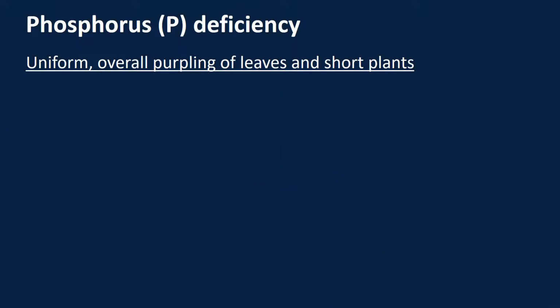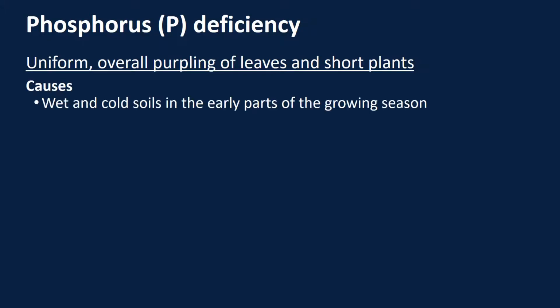So if we switch gears now to phosphorus deficiency, we see phosphorus deficiency is a little bit different. It's not a yellowing, but it's actually a purpling of leaves and short plants. The cause of phosphorus deficiency is commonly wet and cold soils in the early part of the growing season. And a lot of times plants will grow out of this. Once the soil warms up, microbes start doing their thing, decomposing organic matter, taking that phosphorus that's in the soil, just not available, and making it available to the plants.